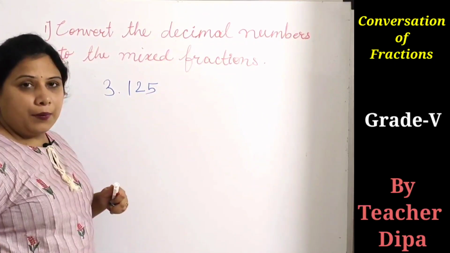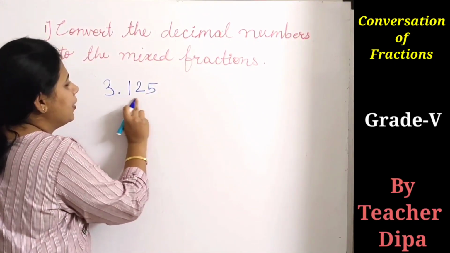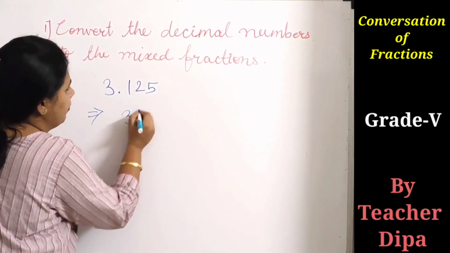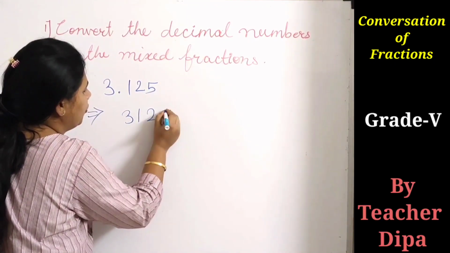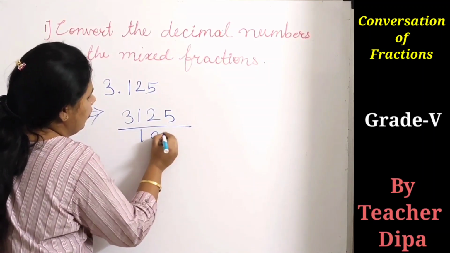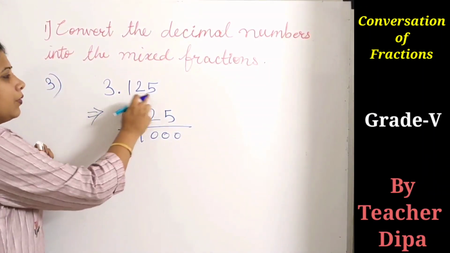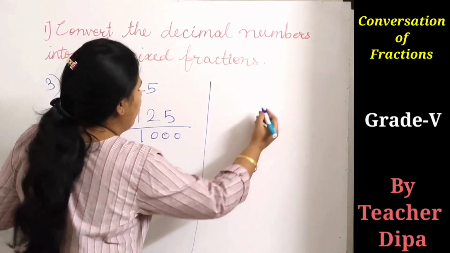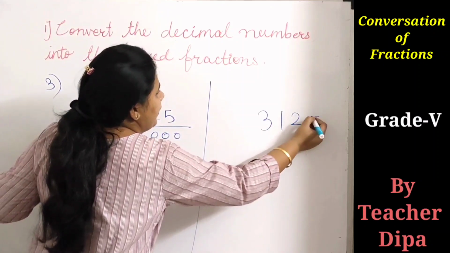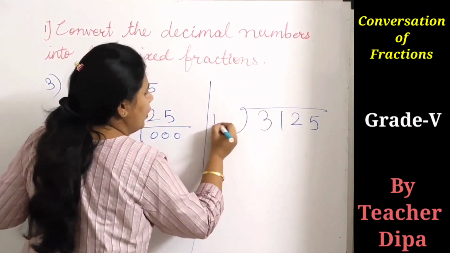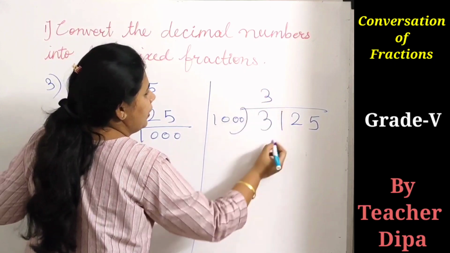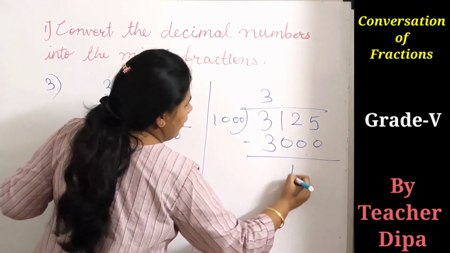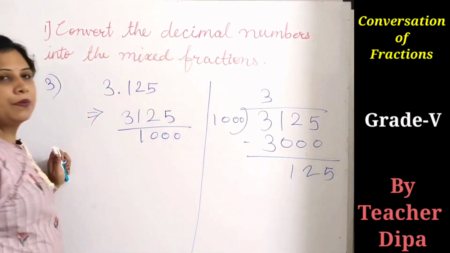0.125. This is my number. Now you can see I am having 3 numbers after the decimal point. So for that, I am writing this number as 125 upon 1000, as I am having 3 numbers after the decimal point. Now again I am dividing 3125 by 1000. So here I am getting 3000 directly I can write, and here 125.